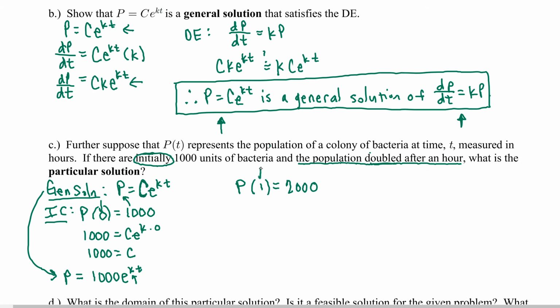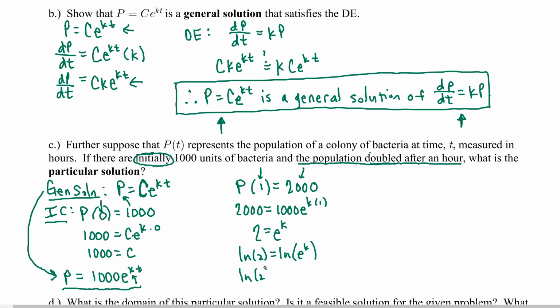Now we're going to use this additional condition to solve for k. We're going to plug 1 in for t, and 2,000 in for P, into our previous solution. So we get 2,000 equals 1,000 e to the k times 1. Let's divide both sides by 1,000. So we have 2 equals e to the k. Remember, our purpose here is to solve for k. We can do this by taking the natural log of both sides, or you can convert directly to natural log form. Natural log of 2 equals natural log of e to the k, which is k. So we've found the value of our other parameter.